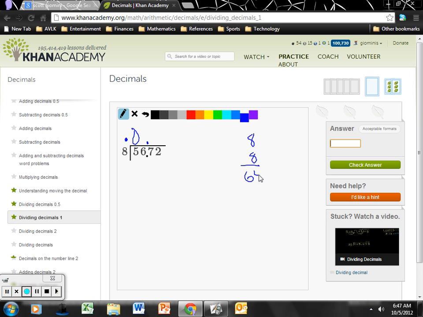That's too big. 8 times 7, well, that's 56 exactly. Hey, all right. So I'll put my 7 here. 8 times 7 is 56. I subtract. That's a 0. So there's nothing left over. I know that works because 0 is smaller or less than my divisor.